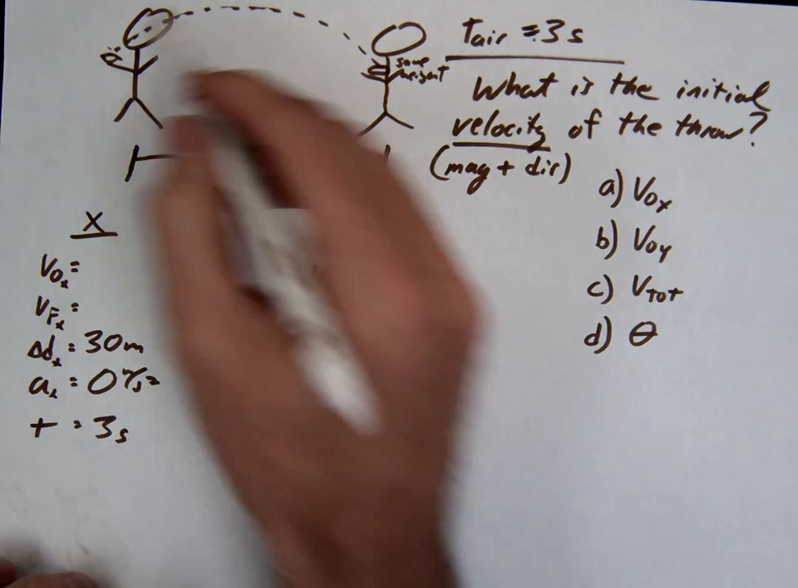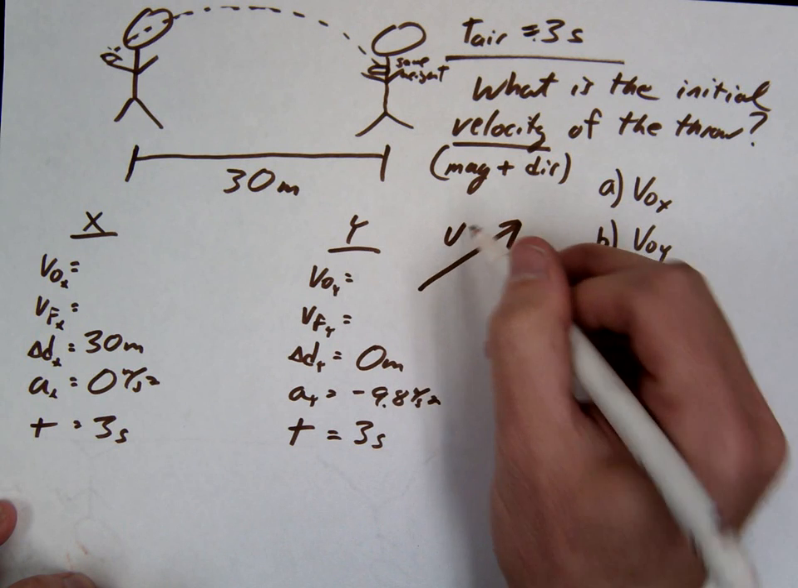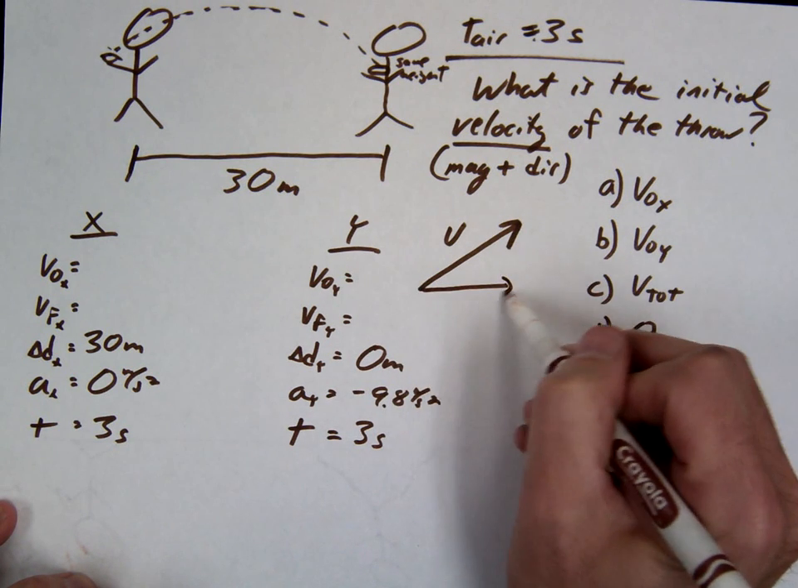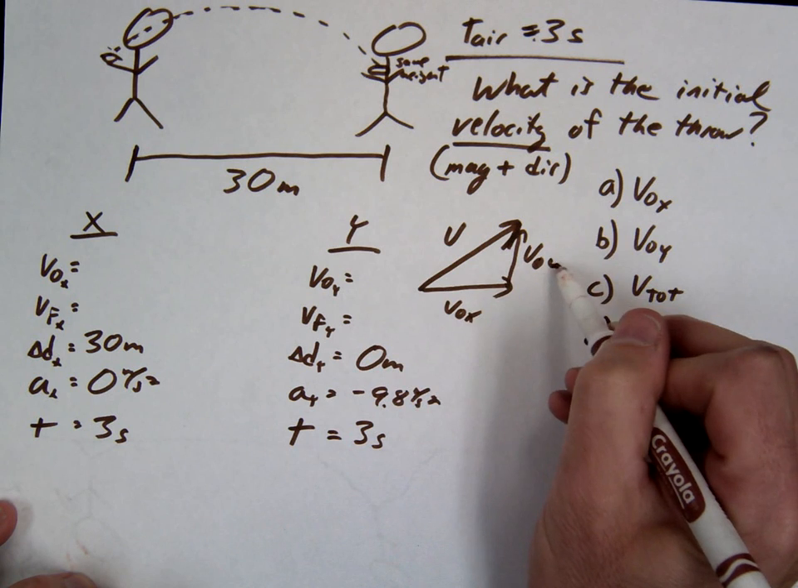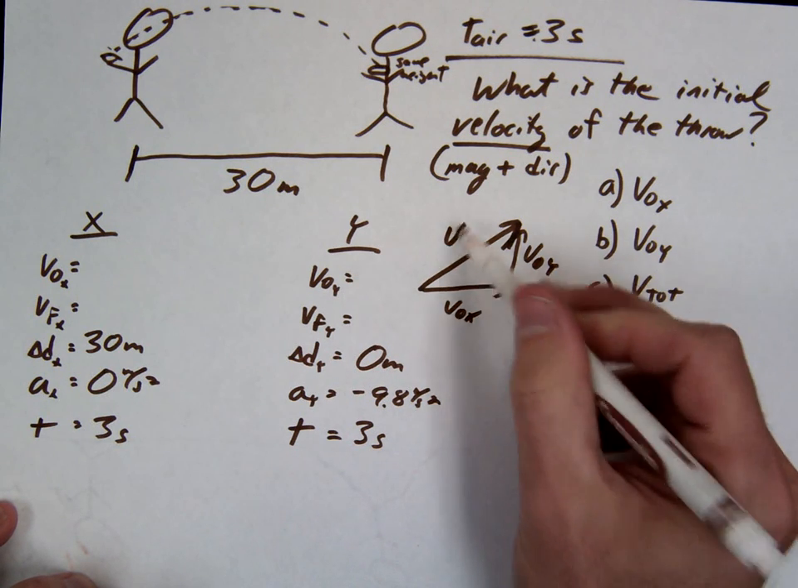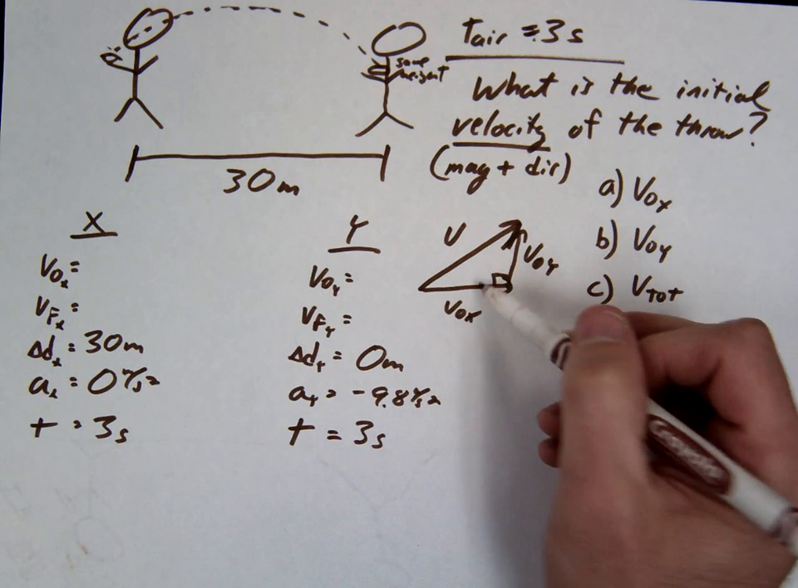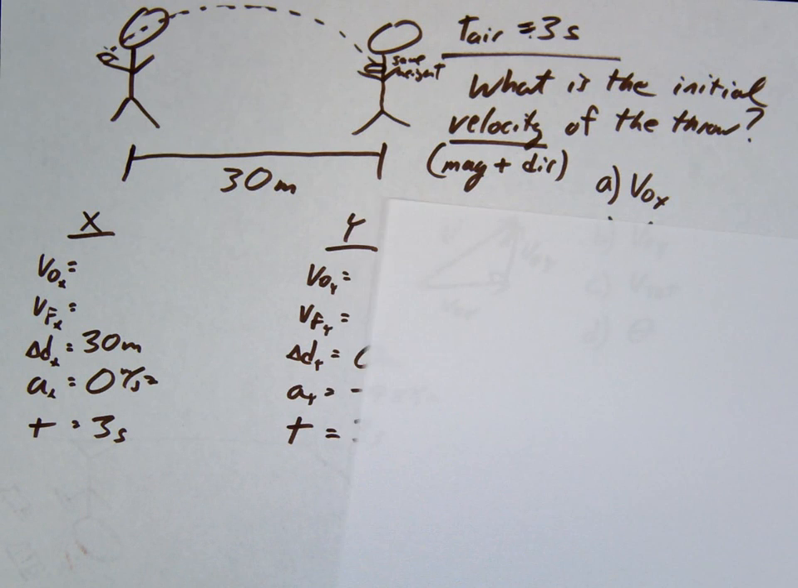Ultimately, what you're looking for is that throwing velocity, that v here, and the angle. Well, if you can find v initial x and v initial y, then you can just use your triangle, the Pythagorean theorem, to get this, and your tangent to get that. Okay, so let's do that. Let's find v initial x first.